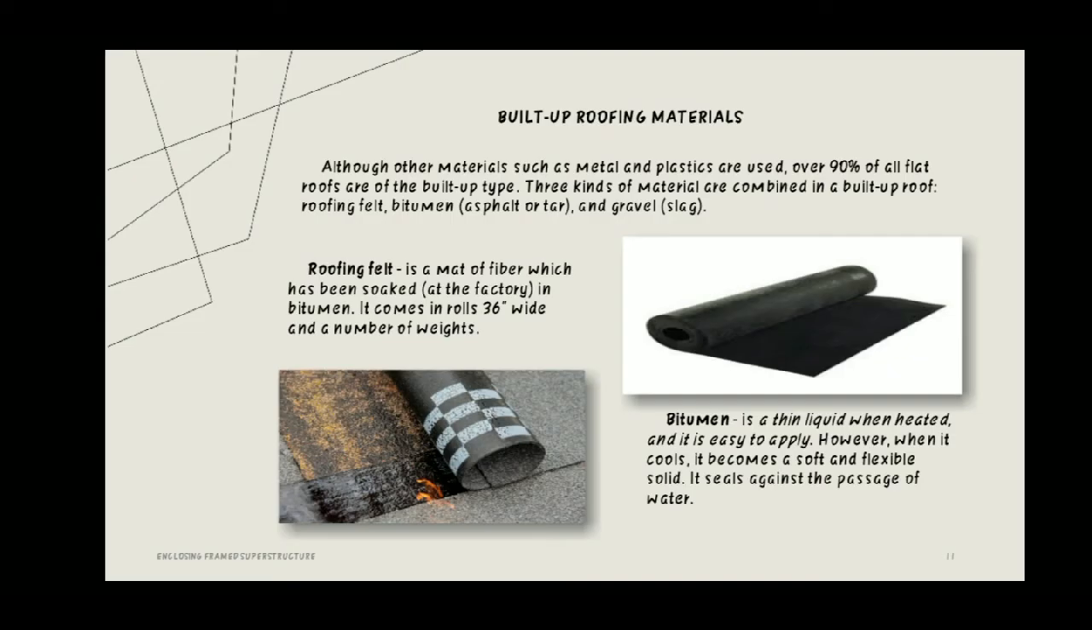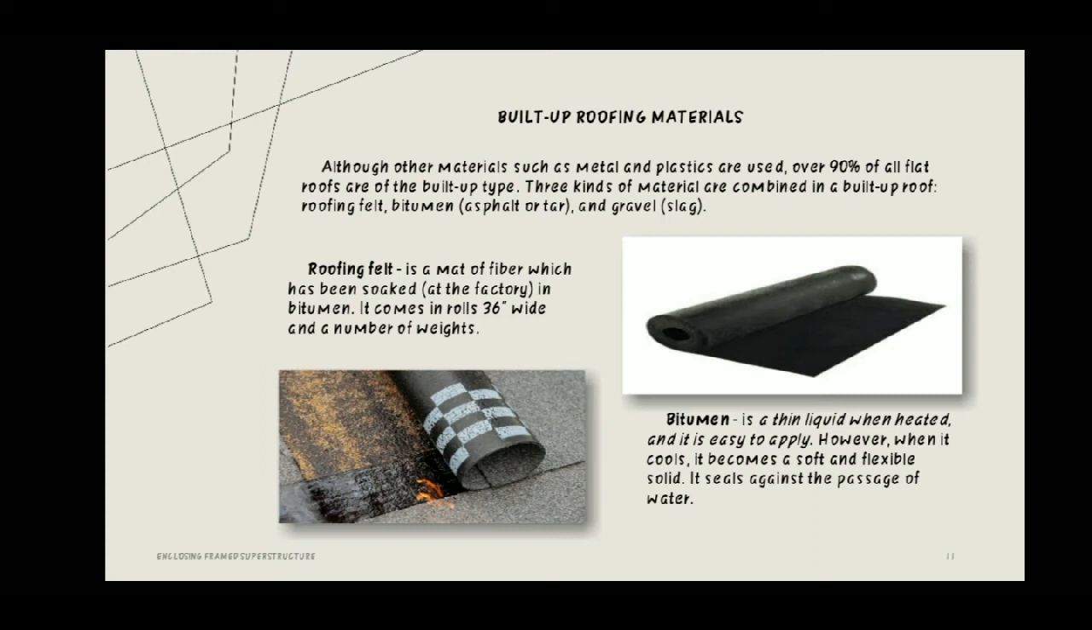Built-up roofing materials. Although other materials such as metal and plastics are used, over 90% of the flat roofs are the built-up type. Three kinds of material are combined in a built-up roof: roofing felt, bitumen, or asphalt or tar, and a gravel or slag.